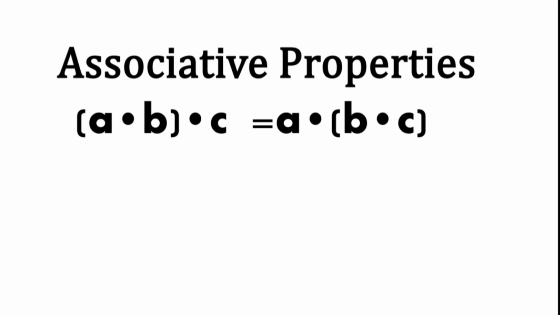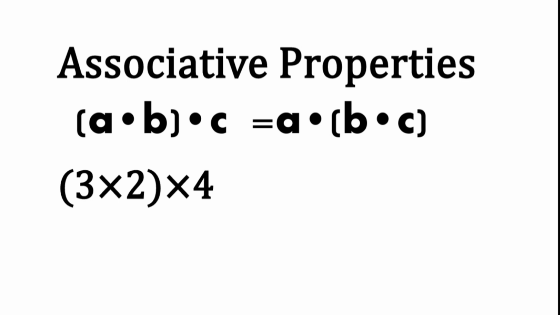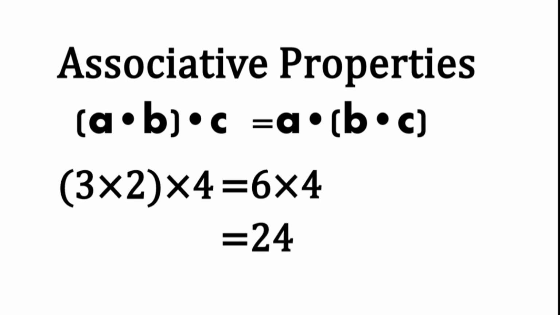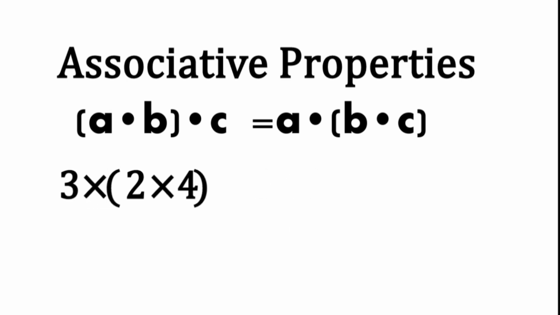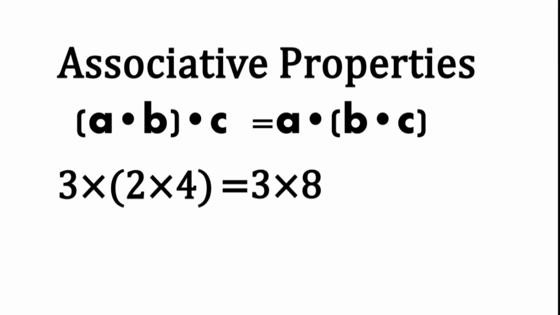Only the grouping is moved. So only the parentheses is being moved from a and b to b and c. Now, for example, you have here the quantity 3 times 2, times 4. Multiply first 3 and 2, we have 6 times 4 is equal to 24. Then move the parentheses, we have 3 times the quantity 2 times 4. 2 times 4 is 8, so 3 times 8, still this is equal to 24. So that's associative properties.